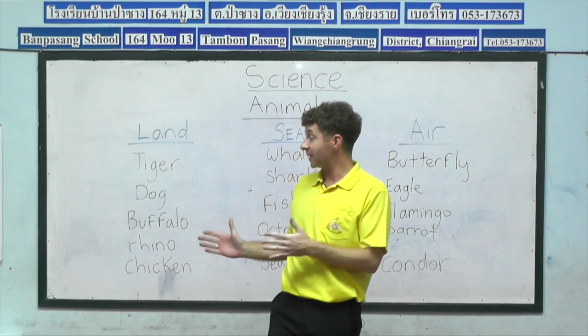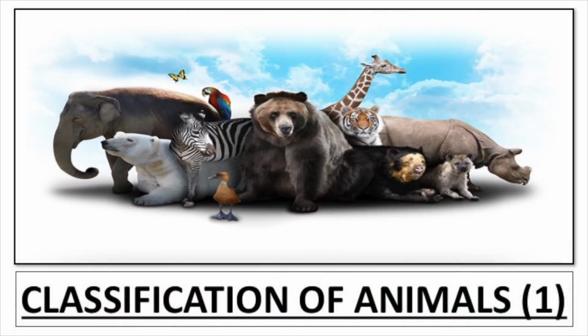So let's turn to look at the TV screen, guys. So let's take a look at our PowerPoint presentation about classification of animals. Lesson number 1. And as we can see here in our picture, there are lots of different types of animals. Different colours, different shapes, and different sizes. But based on particular species, they can be grouped into certain categories.